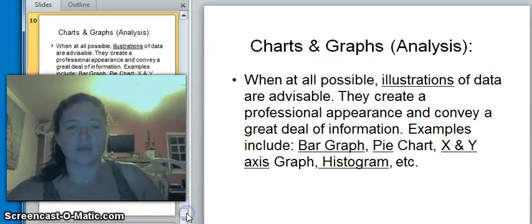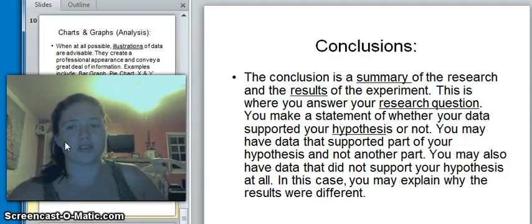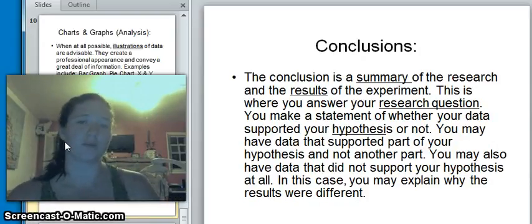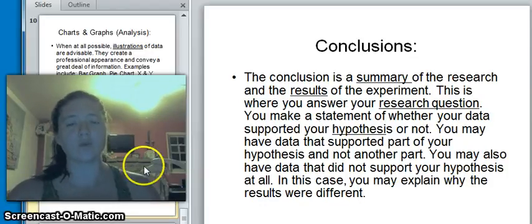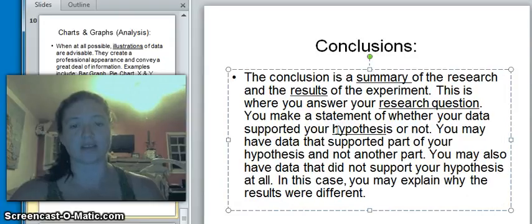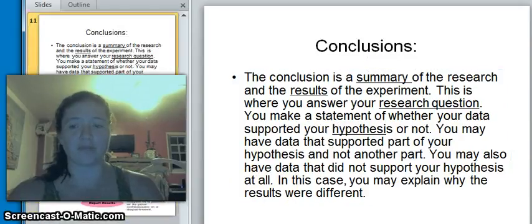So as we go through and once we have our analysis done, then we can make a conclusion. So this is a basic summary of all of the research. So we go all the way back up to our problem and we sum up, well, this is what our problem was, this is what our proposed answer was with our hypothesis, this is what we did, this is what we found out, and this is what we think is kind of going on. You do want to make a statement of whether or not your hypothesis was supported or not. You may have data that didn't support your hypothesis, and that is perfectly valid.